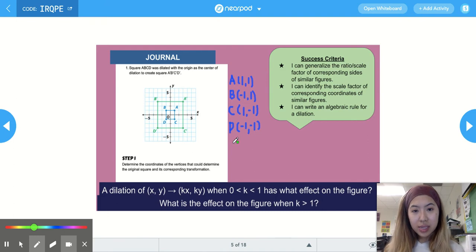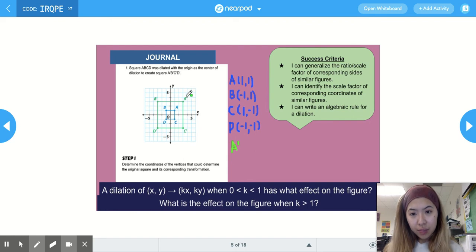Then I'm going to list out the coordinates of the dilated shape. So for the dilated A, we have 3, 3. For the dilated B, we have -3, 3.